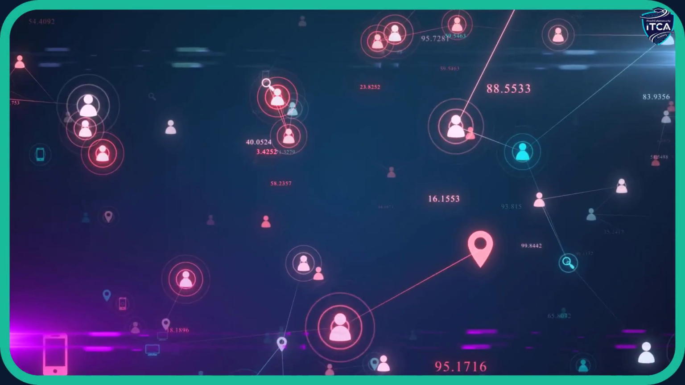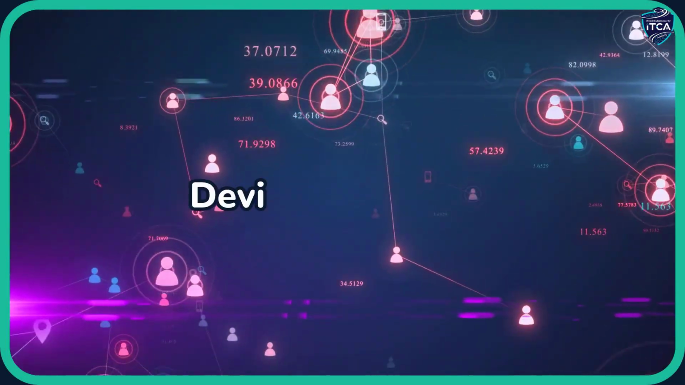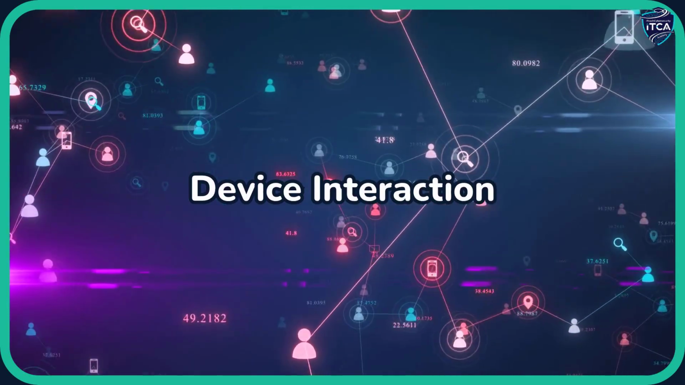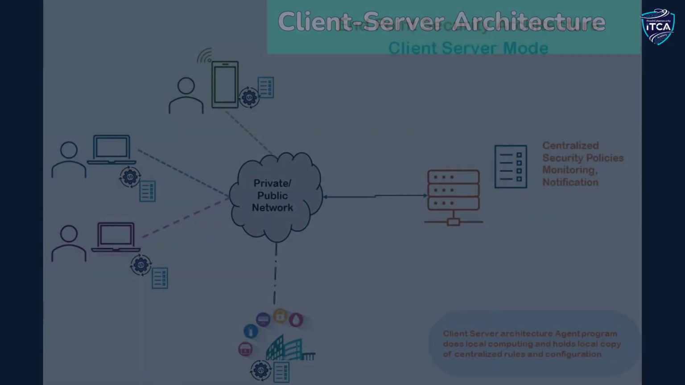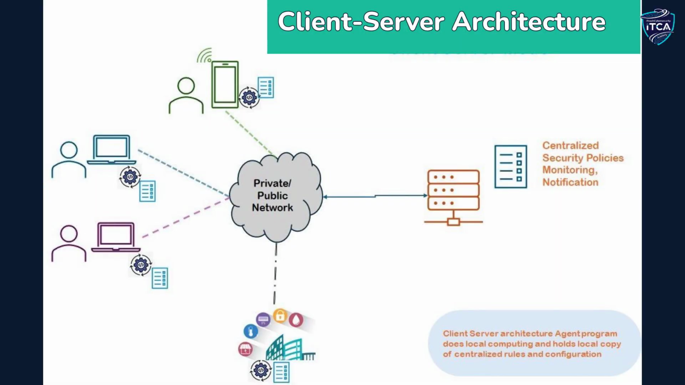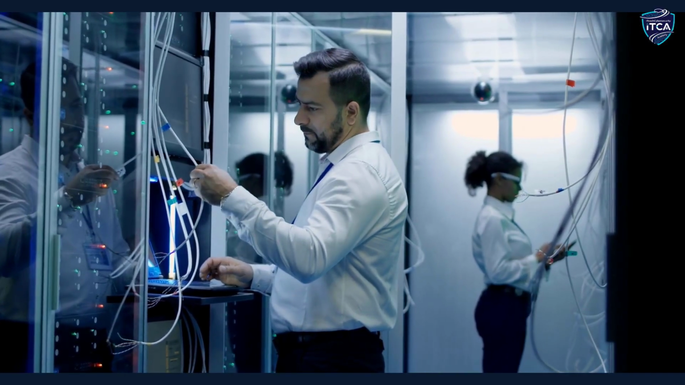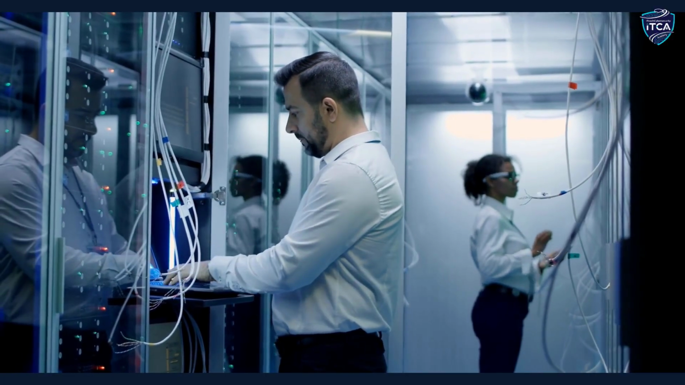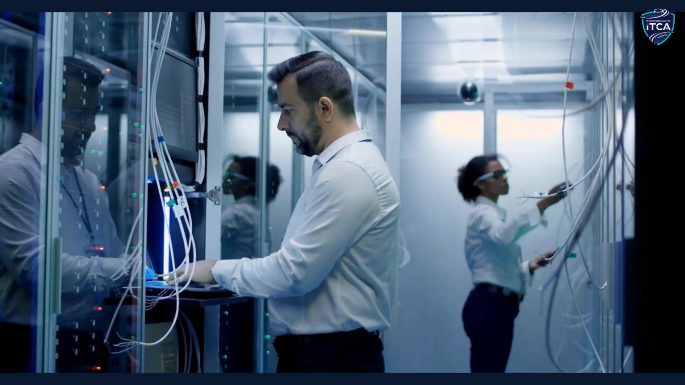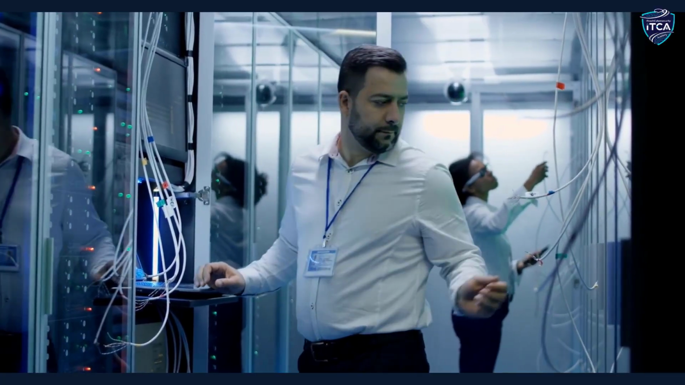Now that we understand where networks operate, let's look at how devices interact within those networks. In a client-server architecture, one central system, the server, provides services, data, or resources, while other devices, known as clients, request access. Common examples include web servers hosting websites, email servers managing communication, and authentication servers handling user logins.